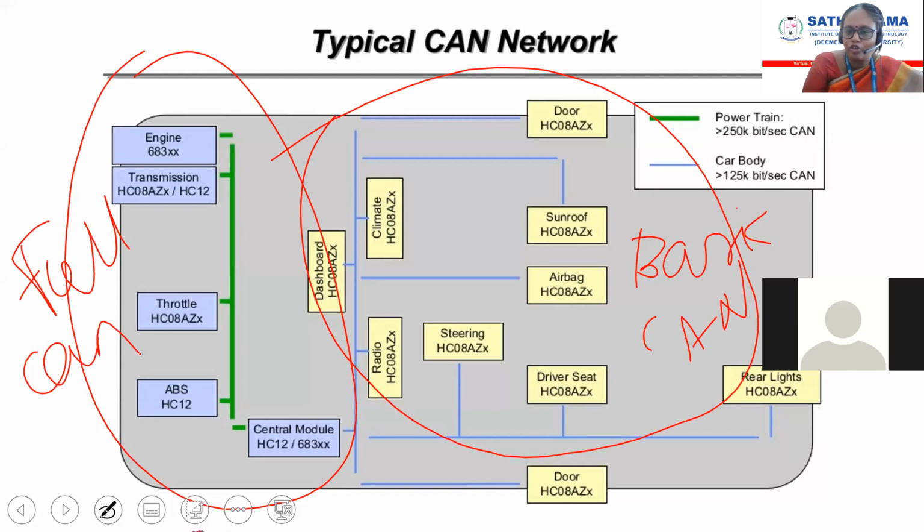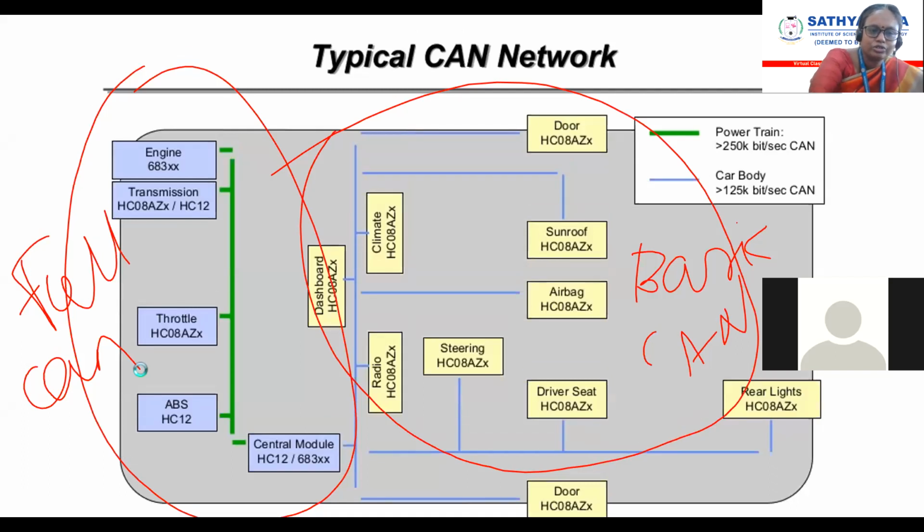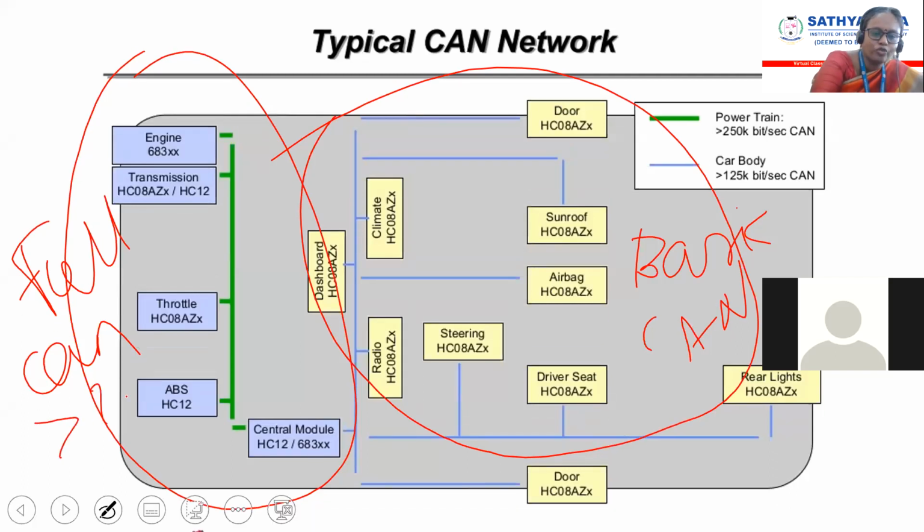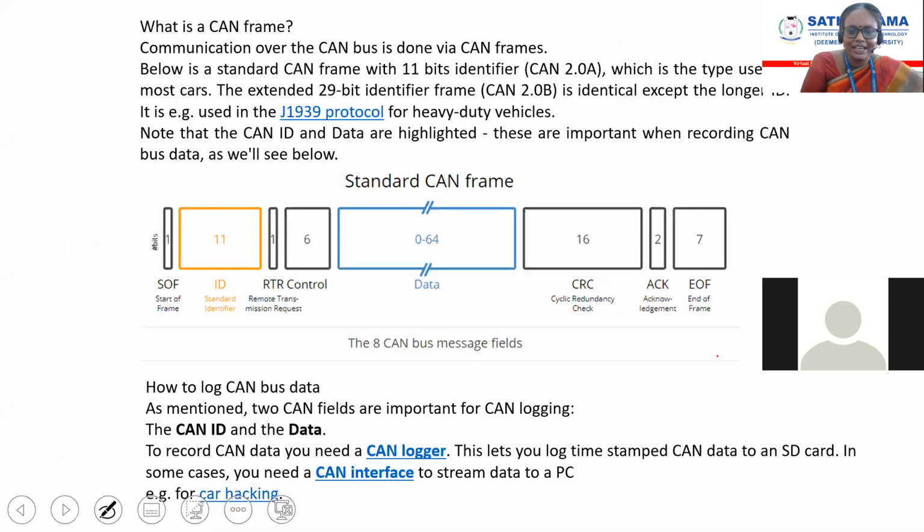So basic CAN and full CAN differ by cost and by the rate of speed. This is greater than 250 kilobit per second. This is greater than 125 kilobit per second. Are you clear? Okay. Now I think till this point we have discussed the standard CAN frame structure we have.